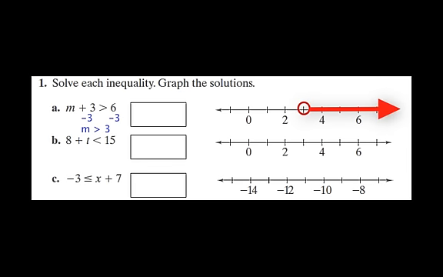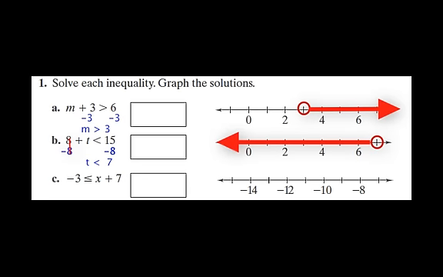For problem B, again, we're trying to isolate the variable, get the variable by itself. 8 is being added to it, so we're going to subtract 8 from both sides. The 8's on the left cancel each other out, and 15 minus 8 is 7. So t is less than 7. We'll put another open circle at 7, and this time the arrow will go left.